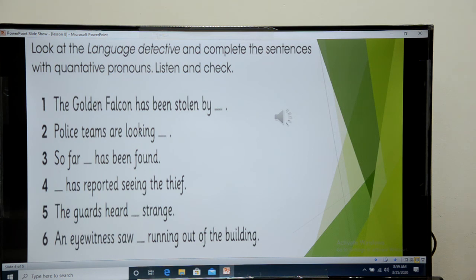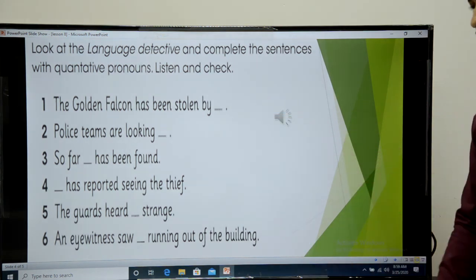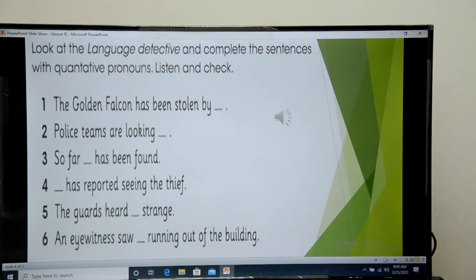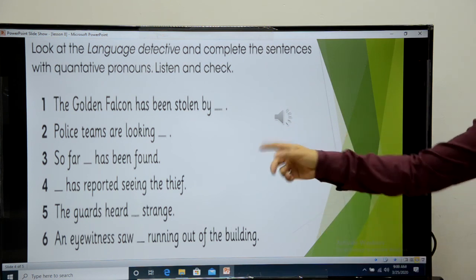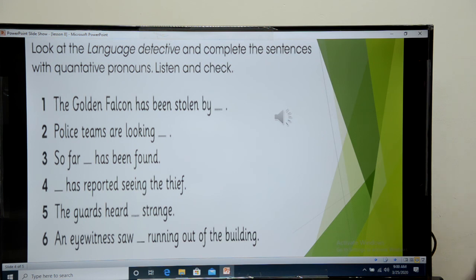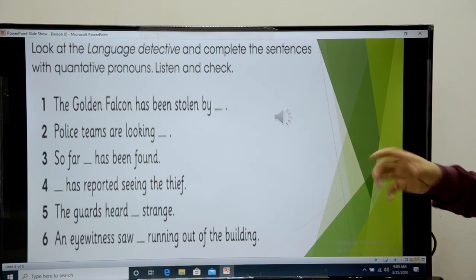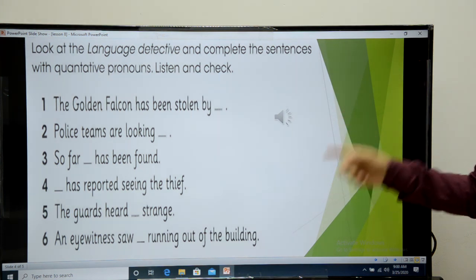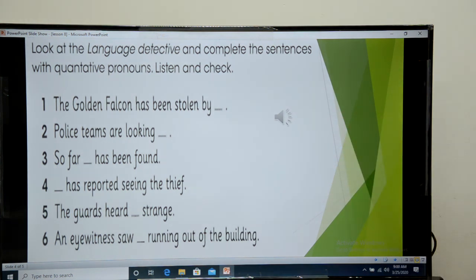Okay, so most of our answers were excellent. The Golden Falcon has been stolen by somebody. Police teams are looking everywhere. So far, nothing has been found. Number 4, somebody has reported seeing the thief. The guards heard something strange. And number 6, an eyewitness saw somebody running out of the building.